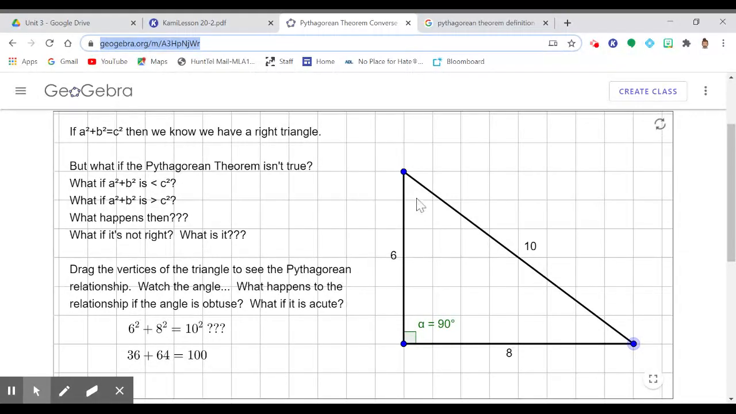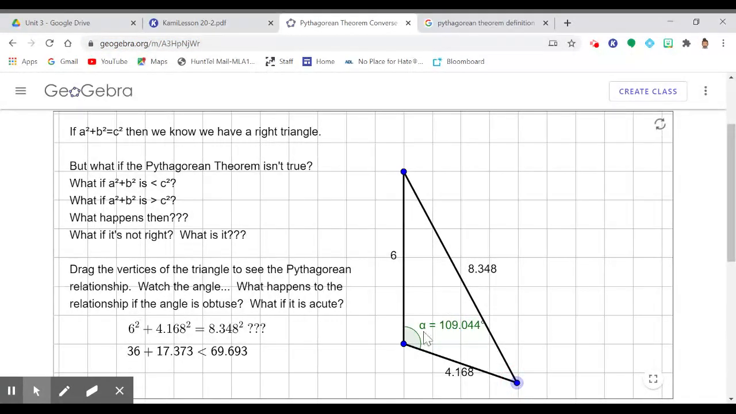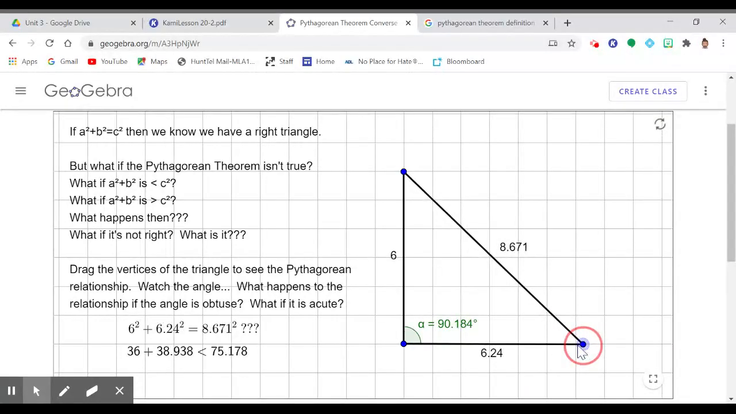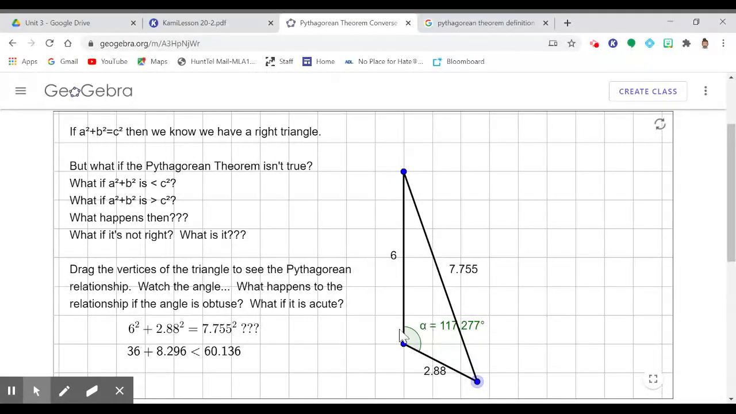Again, if a squared plus b squared does in fact equal c squared, it's a right triangle. But for example, what if I were to manipulate this such that the angle here is no longer a right angle, but an obtuse angle? So yes, I not only changed it from a right angle, but I actually shortened one of its sides. Observe when this angle is no longer a right angle, it's an obtuse angle.